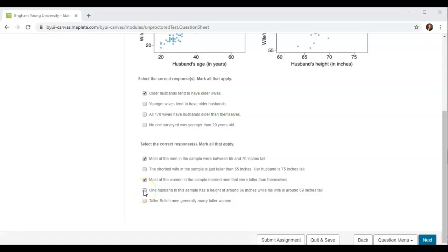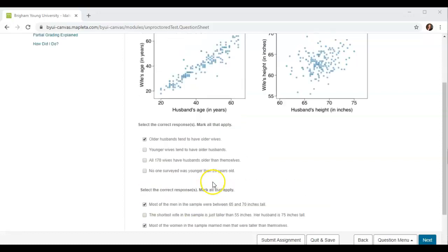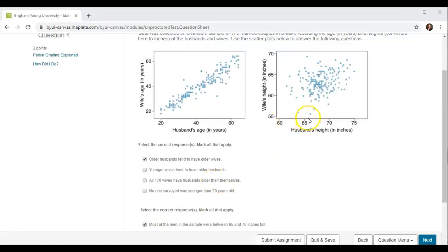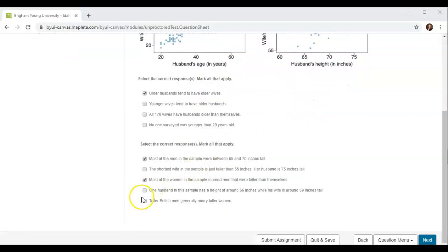Next, one husband in this sample has a height of around 66 inches, while his wife is around 69 inches. So 66, about here, up to 69. Yeah, there is one, very much so.